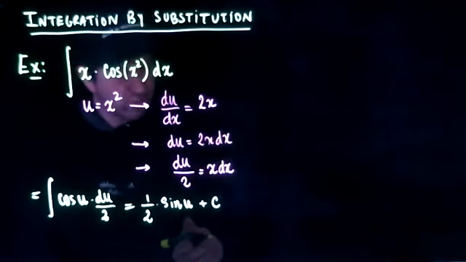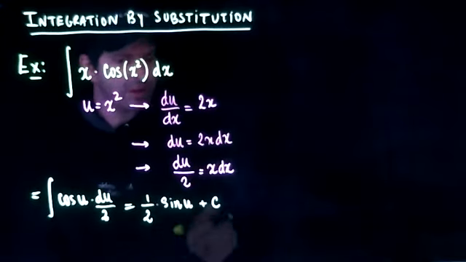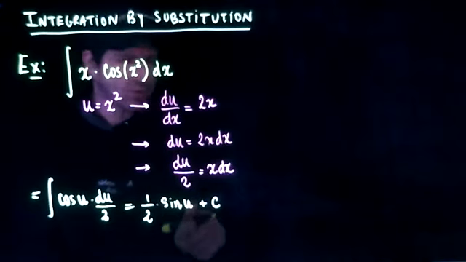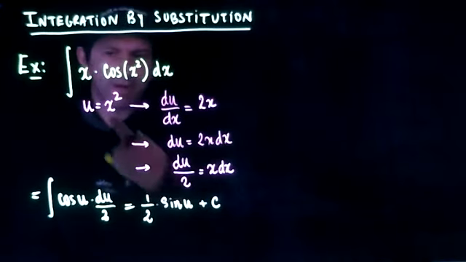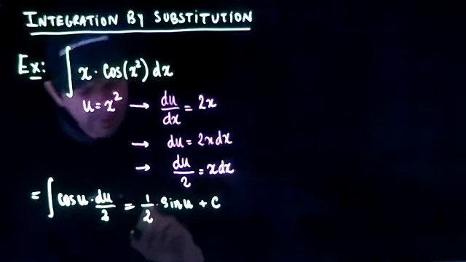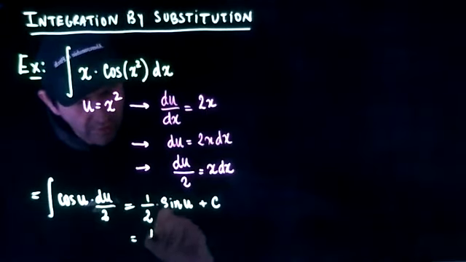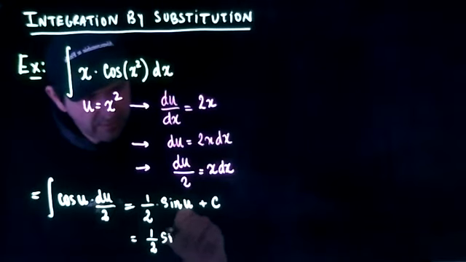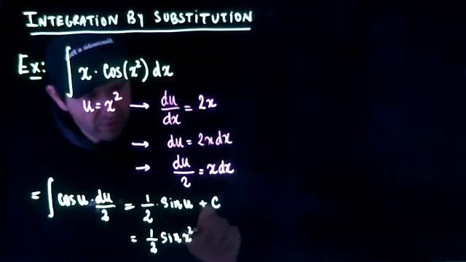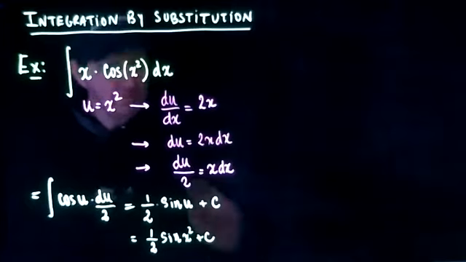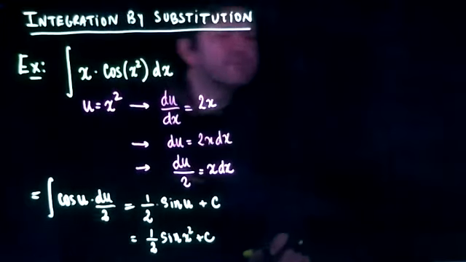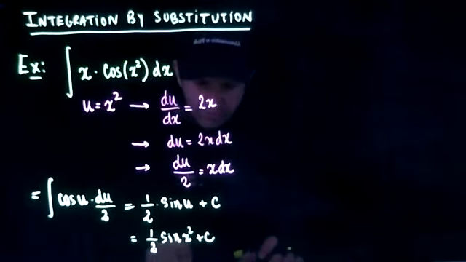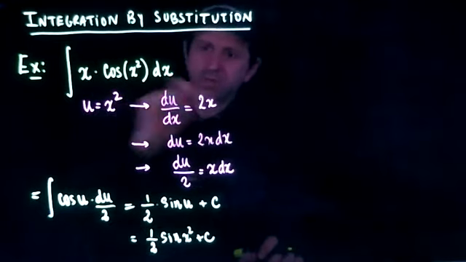The only thing left to do is to re-express everything now in terms of x's. So I replace the u back by x² and I'm done. So this is equal to 1/2 times the sine of x² plus c, and this is my answer. Okay, so if I do the derivative of 1/2 sine x² plus c, I should get x cos x².